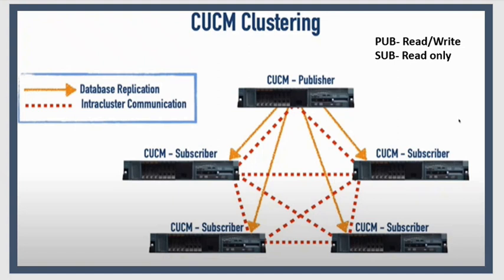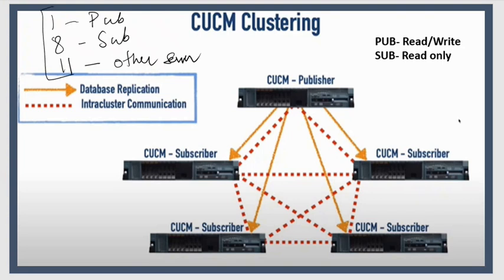But as a possibility in CUCM, you can have one publisher, you can have 8 subscribers, and you can have 11 other servers. Other servers like Unity Connection, IM and Presence, and dedicated services like this. How many servers? 11. 8 subscribers and 11 other servers.